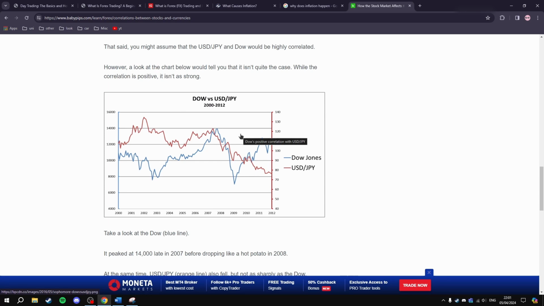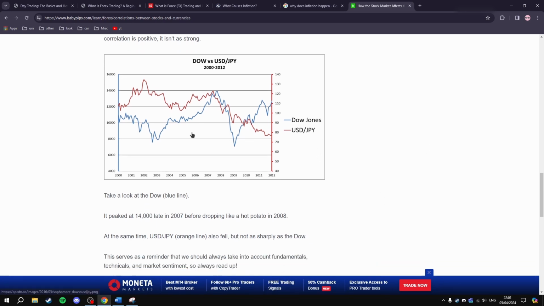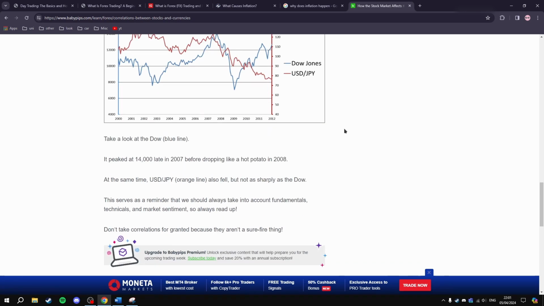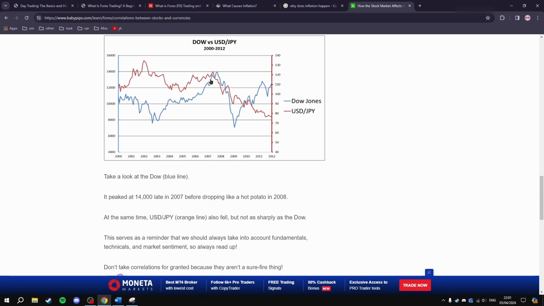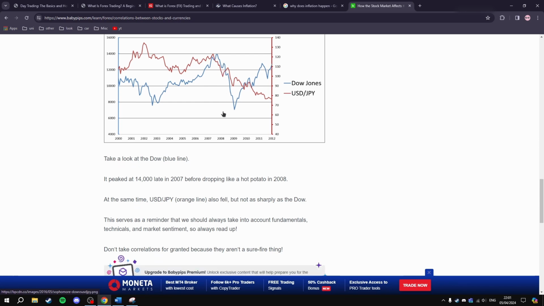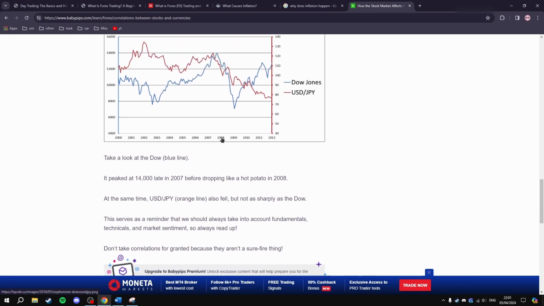That said, you might assume that the USD JPY and the Dow would be highly correlated. However, looking at the chart below will tell you that this isn't quite the case. Where correlation is positive, it isn't as strong. Take a look at the Dow, the blue line. It peaks at 14,000 late in 2007 before dropping like a hot potato in 2008. Boom. At the same time, USD JPY, the orange line, also fell, but not as sharply as the Dow.